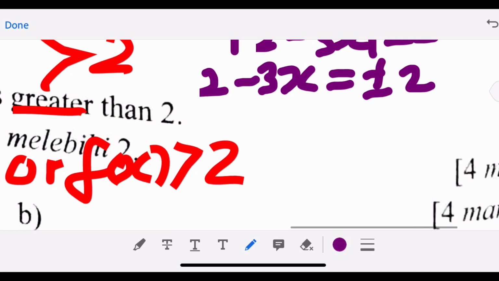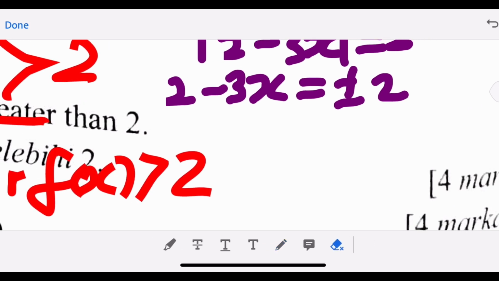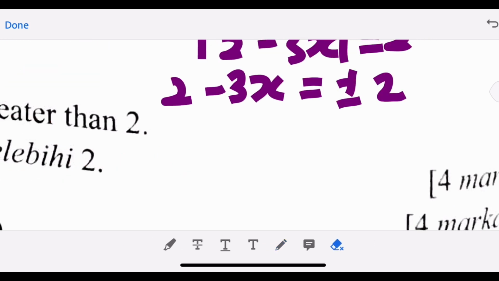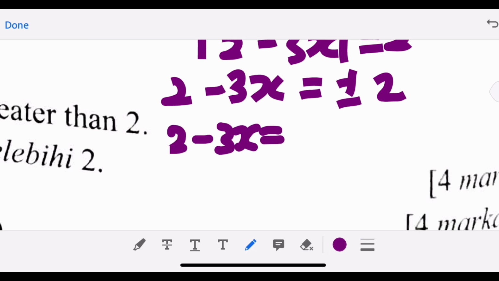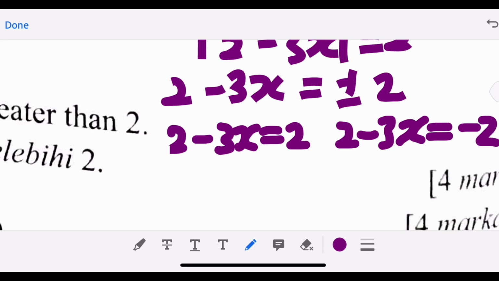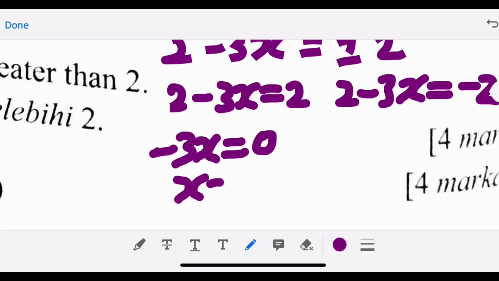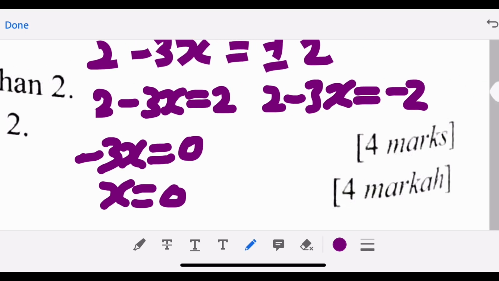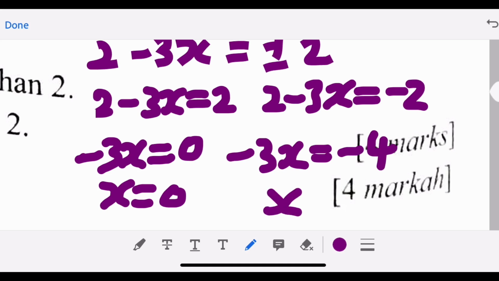2 minus 3x equal to plus minus 2, because when we solve the modulus, we must have a positive and negative 2. So 2 minus 3x equal to 2, and 2 minus 3x equal to negative 2. Let's solve it now. We have negative 3x equal to 2 minus 2, which is 0, so x is equal to 0. The other one is negative 3x equal to negative 4, so x is 4 over 3.